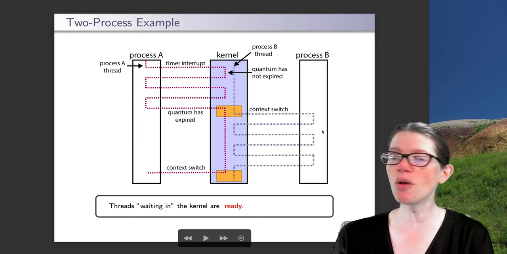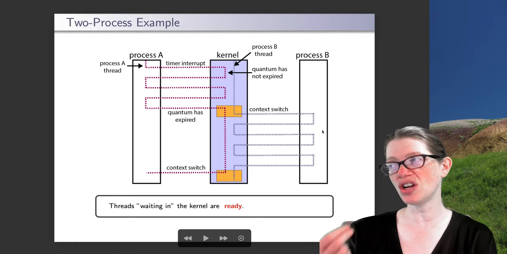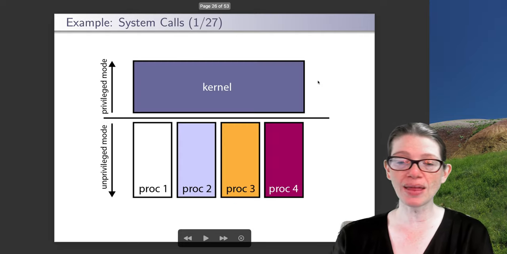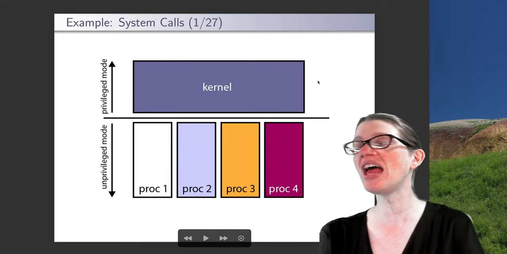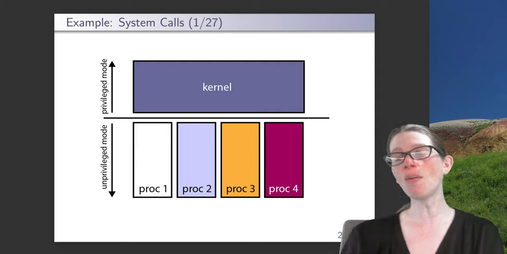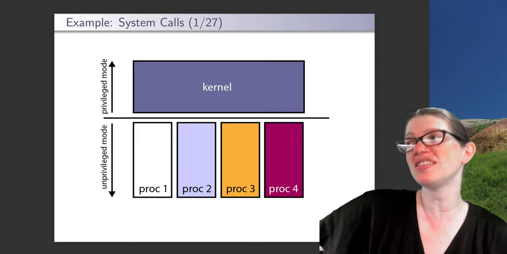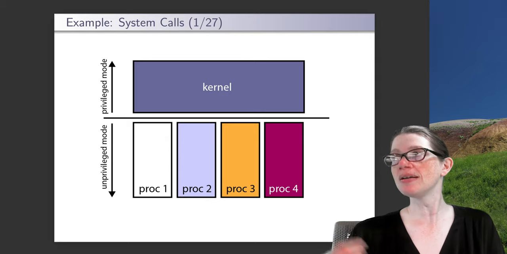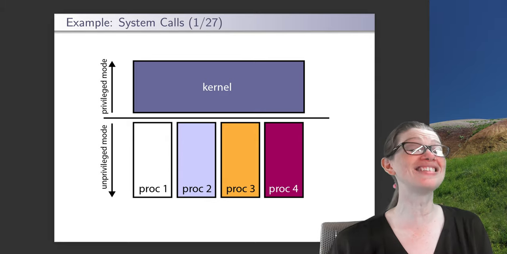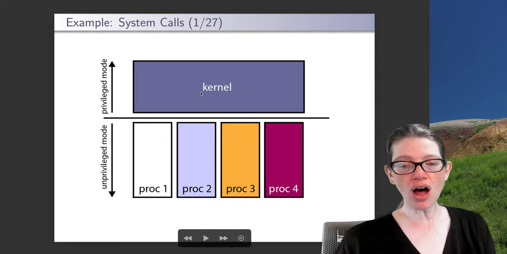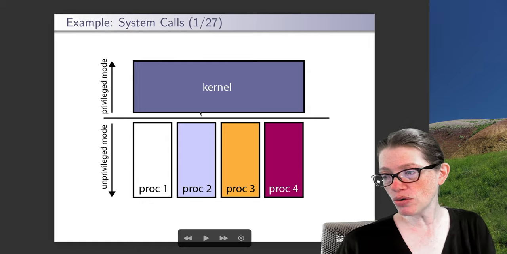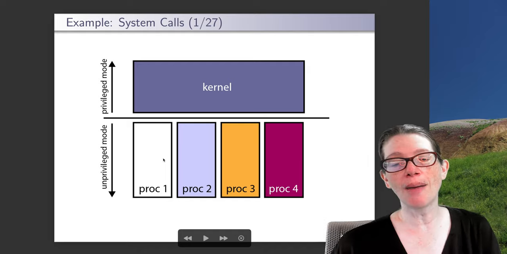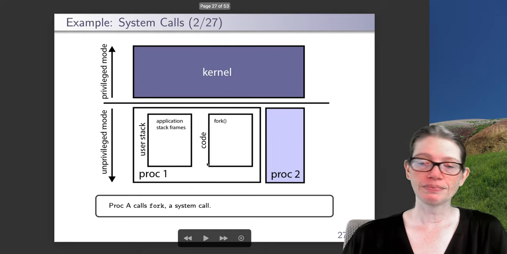So the concept of multiprocessing is just a minor extension on what you know about threads. So what I'd like to do in the last few minutes is just give you an example of how multiple processes would interact with system calls and exceptions and so on, showing you what the stacks look like. So you've got the kernel running in privileged mode. And then you've got a bunch of processes, we're only going to use two, and they're running in unprivileged mode.